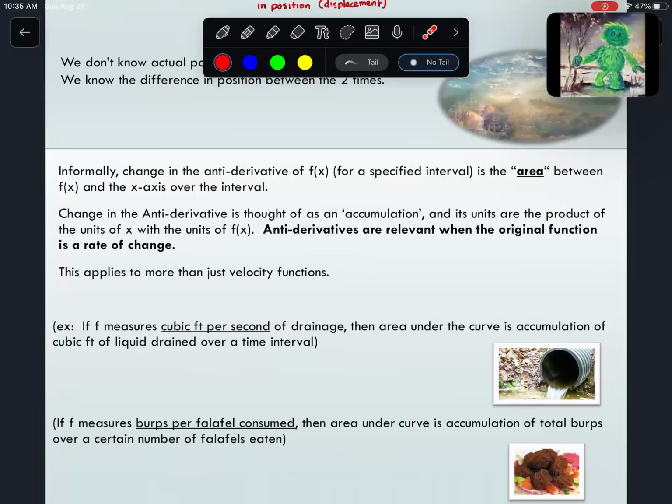Antiderivatives, these accumulations, they're relevant when the original function is a rate of change, like a velocity. But it's not limited just to velocity. Maybe I have a function, little f, that measures cubic feet per second of drainage. Maybe it's fluid coming out of a pipe. If you find the area under that rate of change for a certain time interval, you can walk away knowing exactly how much liquid drained out of that pipe in that time interval.